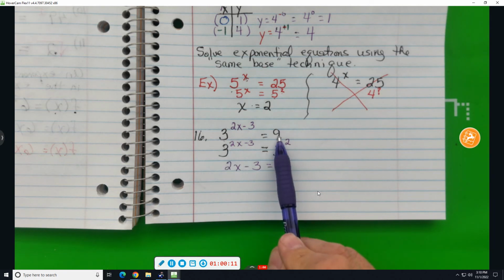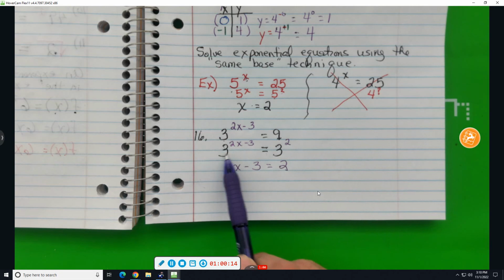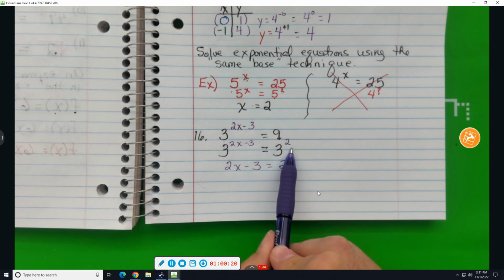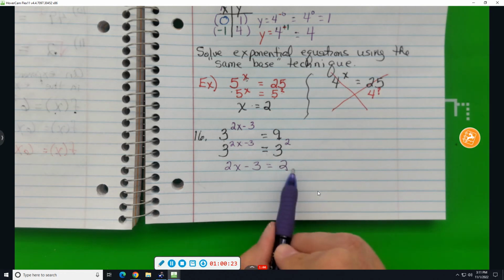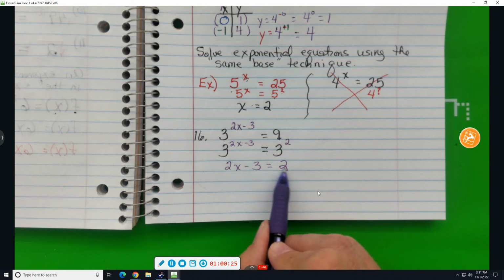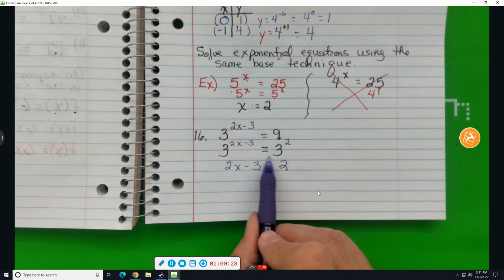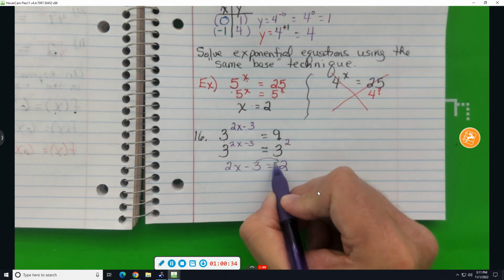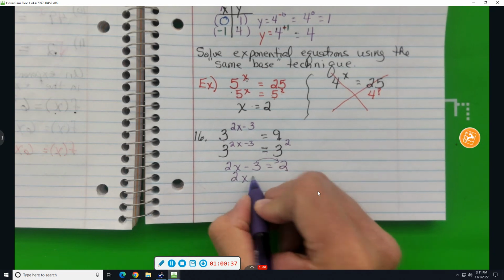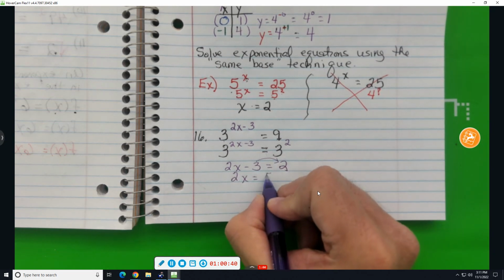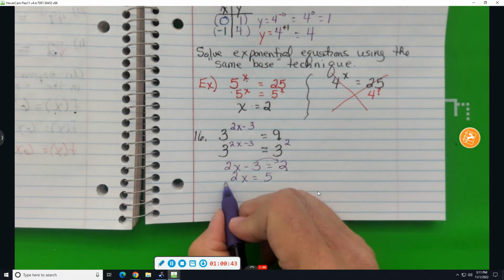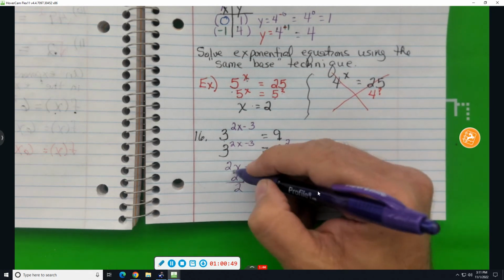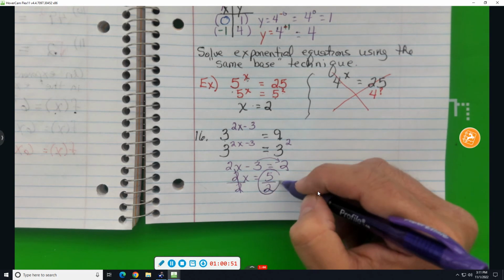I can rewrite 9 as 3 squared. Now these bases are the same here, so the only way they can be equal is if the exponents are equal. So now let's solve this equation here. Is this an equation we know how to solve? The purple equation I'm pointing at right here? Yeah, that's a linear equation, so move the 3 over. So it's 2x equals 5. And then divide by 2, so it's x equals 5 over 2, or x equals 2.5.